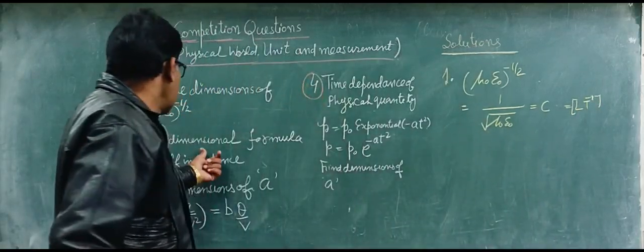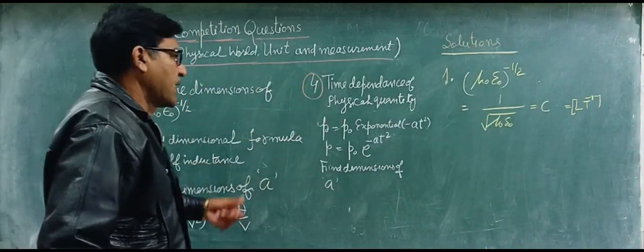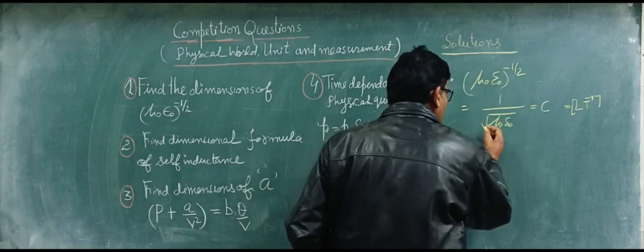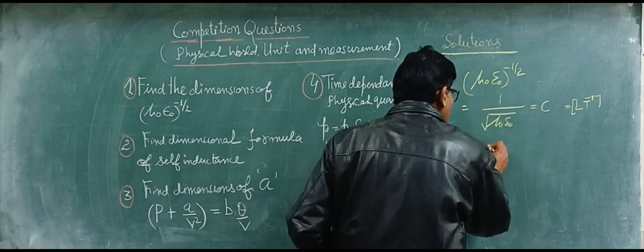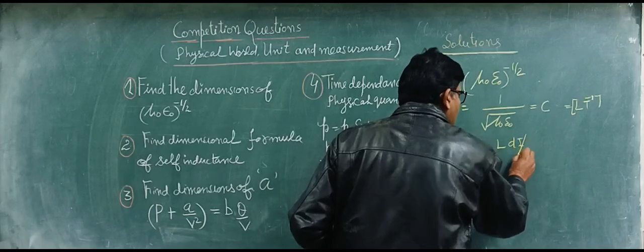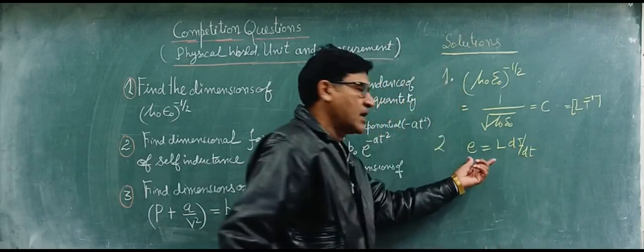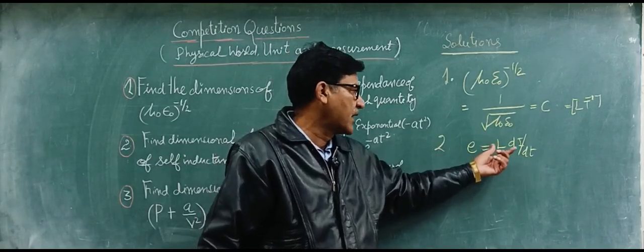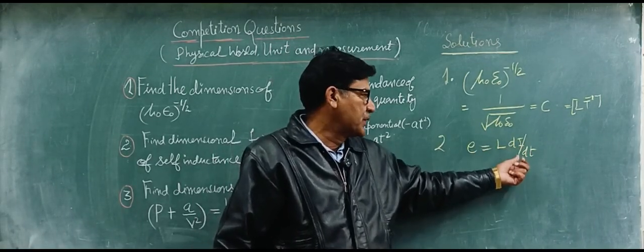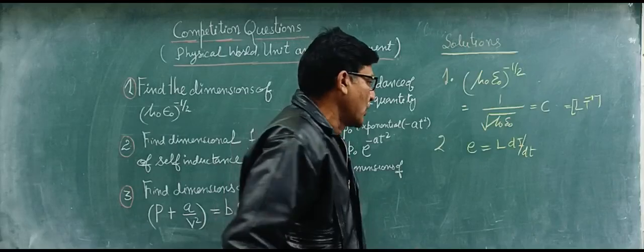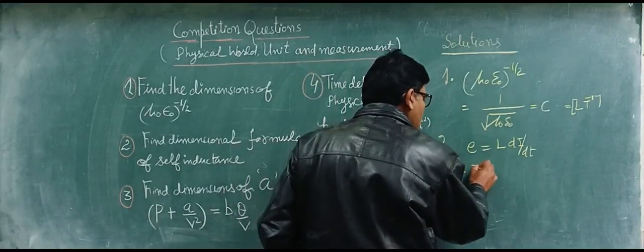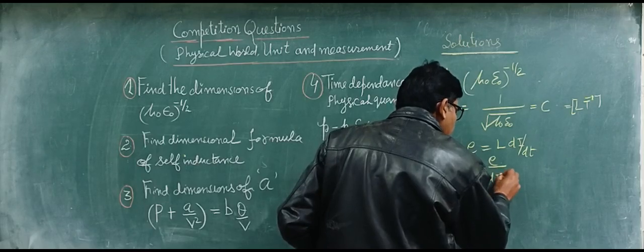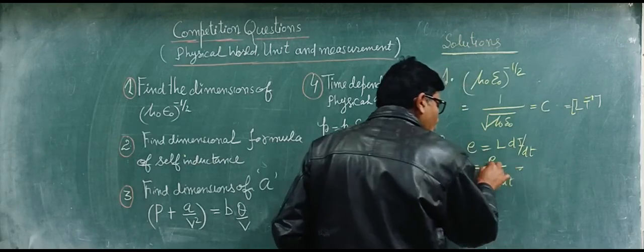The second question is the dimensional formula of self inductance. We know that E is equal to L di upon dt. That is, whenever the current in a coil is changing, an induced EMF is produced, and that is directly proportional to the rate of change of current. This L is the constant of proportionality, and L is equal to E upon di upon dt, and this is the volt.